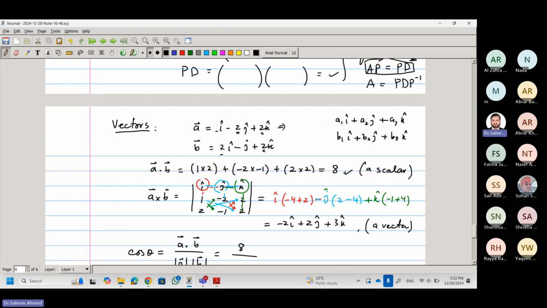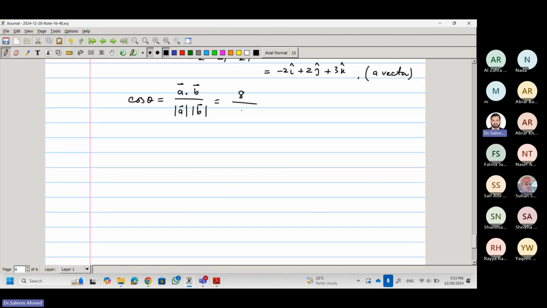The magnitude of A is equal to the square root of a squared plus b squared plus c squared. We take the square of all. So 1 squared plus minus 2 squared plus 2 squared. So that is 4 plus 4 plus 1, 9. It is 3. And for B, the magnitude is 2 squared plus minus 1 squared plus 2 squared. So that is also 9. So that is 3. So both lengths are 3 and 3. So you got 8 by 9. So hence the angle between them becomes cosine inverse 8 by 9.